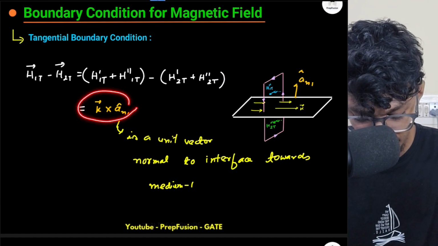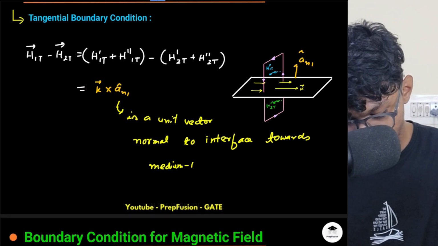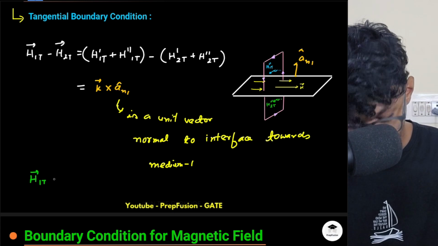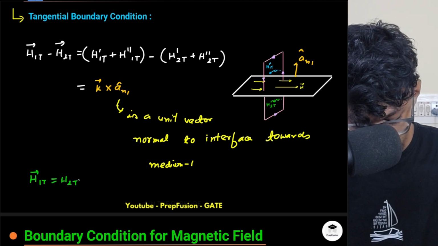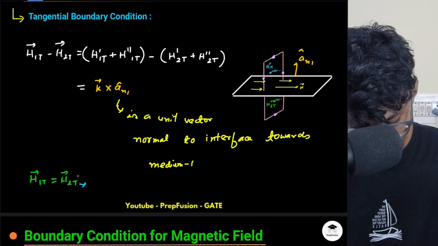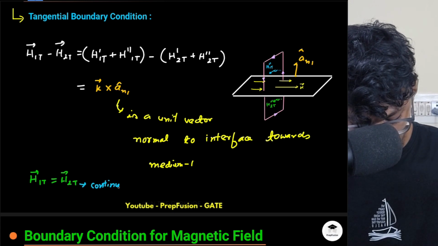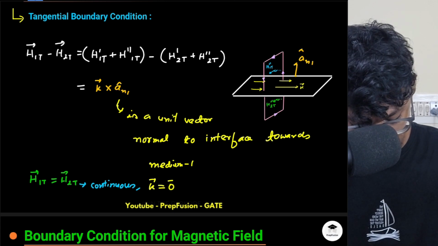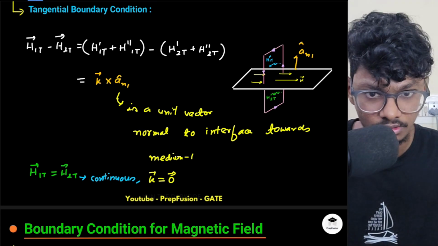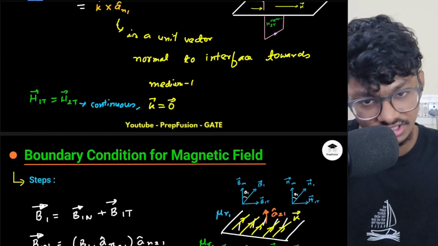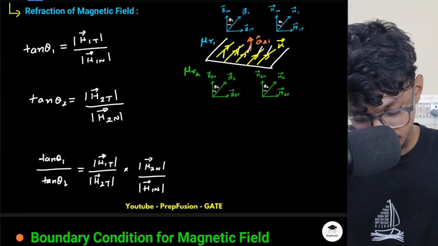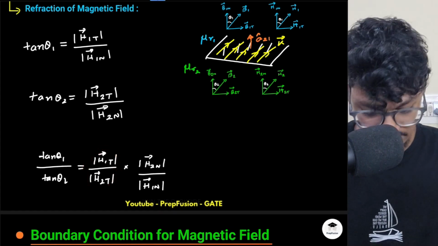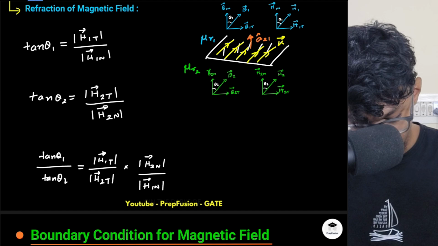Okay, so now one more thing I missed here. Let's say my surface current density was 0. Then my H1t, the tangential component, will also be equal to H2t. It will be continuous if I don't have any surface current density. If the surface current density of that particular interface is 0, then my tangential component will also become continuous. So that is one thing I wanted you to take away. So here I can equate this, right? These two can simply get cancelled. Here I will assume that K is 0.